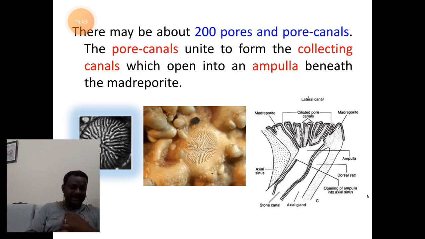Hope the concept is clear, students. Every place, the pore canal, collecting canal and ampulla, consists of a lining of ciliated epithelium, indicating the cleansing activity of the cells for the entering water. So water that contains debris and waste is thrown out with the help of this ciliated epithelium. It generally filters the water and takes it into the water vascular system.